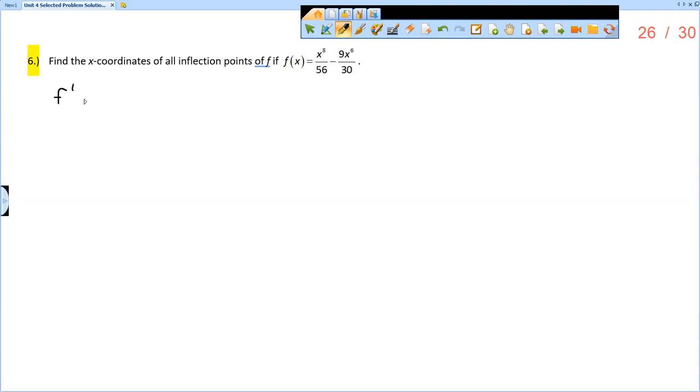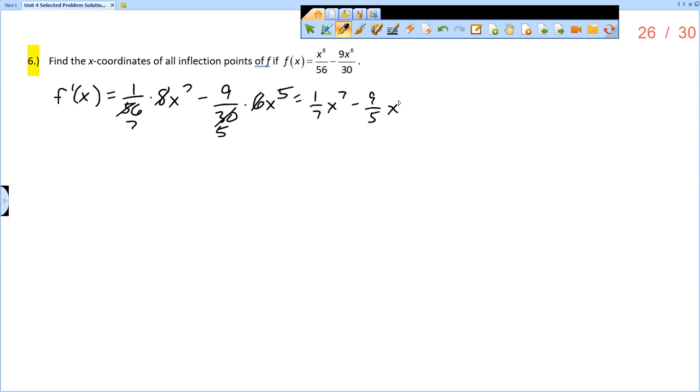So f prime, the first derivative. I have 1/56th, and I'm going to take the derivative of x to the 8th, so 8x to the 7th, minus 9/30ths times the derivative of x to the 6th, which is 6x to the 5th. Now we can make this a little easier. 8 and 56 reduce to 1/7, and 6 and 30 reduce to 1/5. So now this is really just 1/7 x to the 7th minus 9/5 x to the 5th.